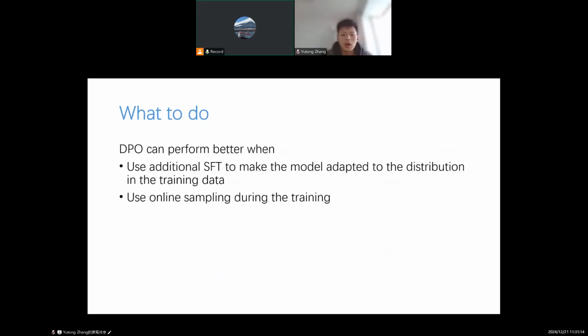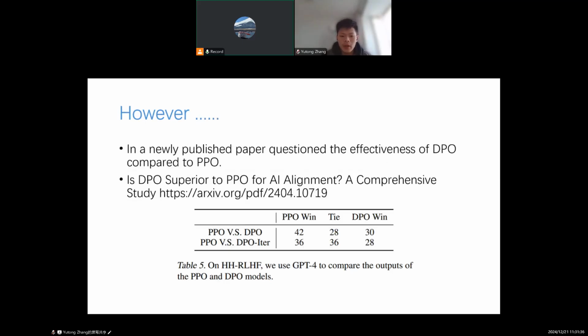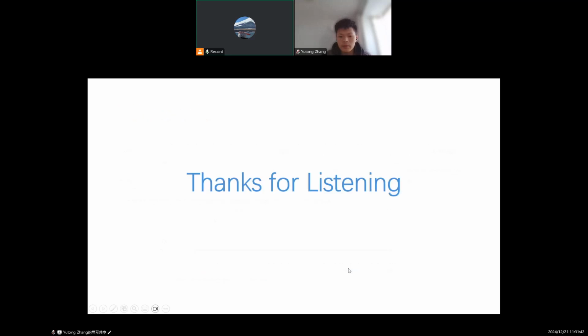It gives us two suggestions when performing direct preference optimization. First, we can use additional supervised fine-tuning to make the model adapt to the distribution in the training data. Second, we can use online sampling during training. This is what we're going to try in the future. If you are interested in this study, I put the links here.